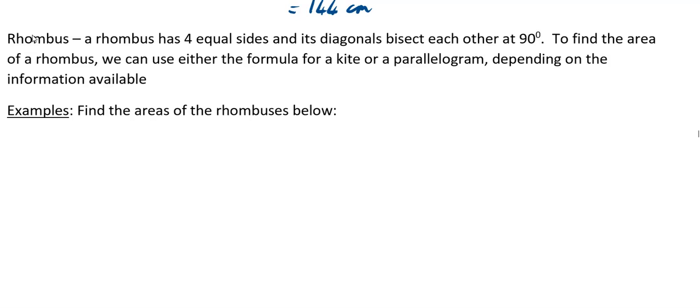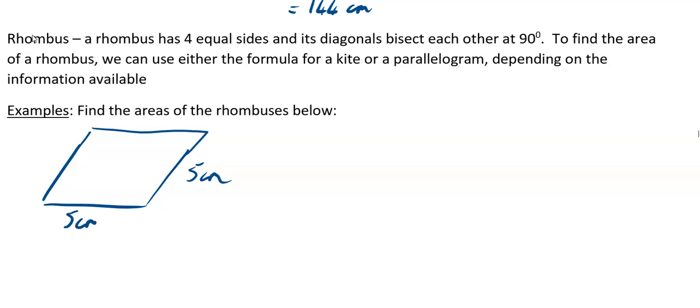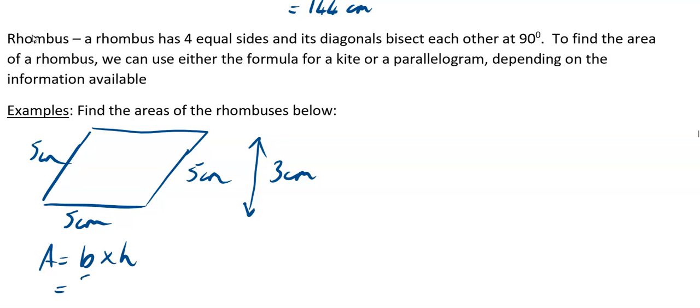In this example it says find the area of the rhombus below. We haven't actually got our rhombus, so we're just going to draw a rhombus like this. It's a 5 centimeter rhombus, so every side is 5 centimeters. Another bit of information we have is that the perpendicular height is 3 centimeters. So in this case, you would use base times height. It's going to be 5 times 3, which is 15 centimeters squared.